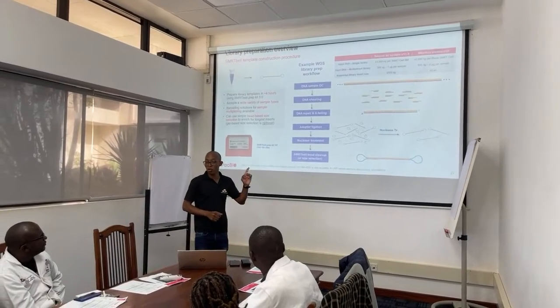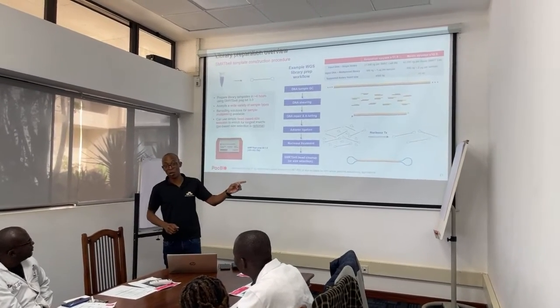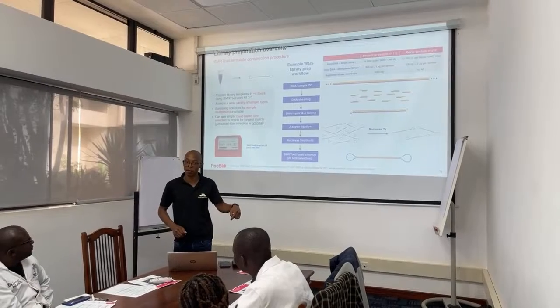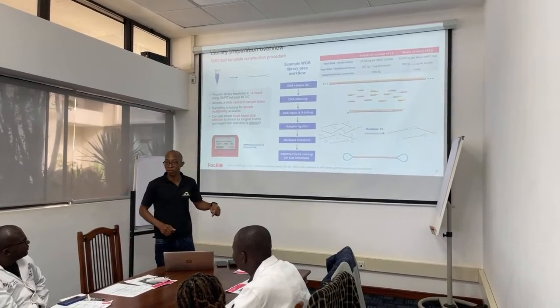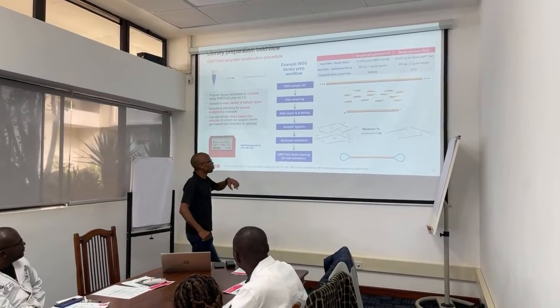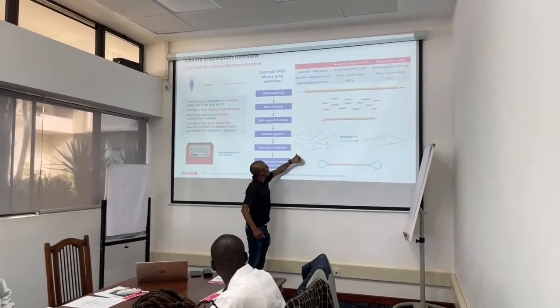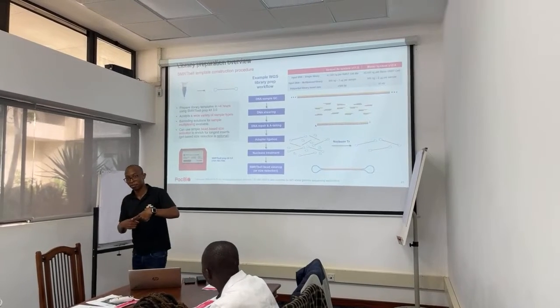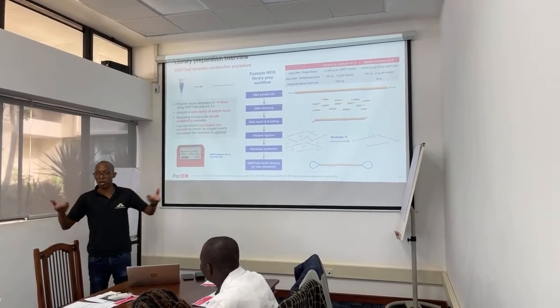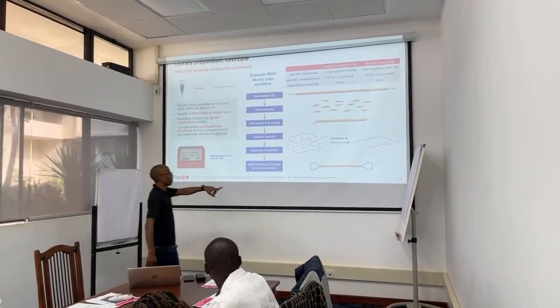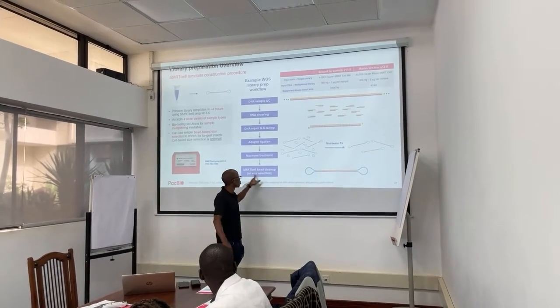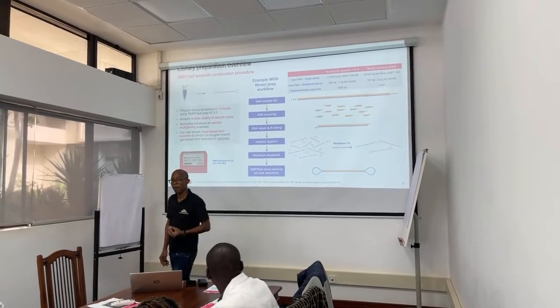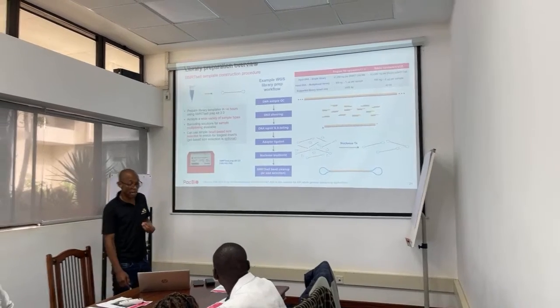Why do we do that? Because our adapters have a T overhang. So these adapters here, this hairpin thing, they have a T overhang. So T and A bind together. Then you have a closed structure, which is this one. This is what we call a SMRTbell, the SMRTbell library.